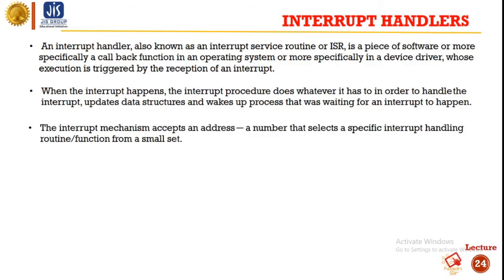The interrupt mechanism accepts an address, a number that selects a specific interrupt handling routine or function from a small set. So we can say that it is a signal emitted by hardware or software when a process or an event needs immediate attention. While the processor is handling the interrupt, it must inform the device that its request has been recognized so that it stops sending the interrupt request signals.